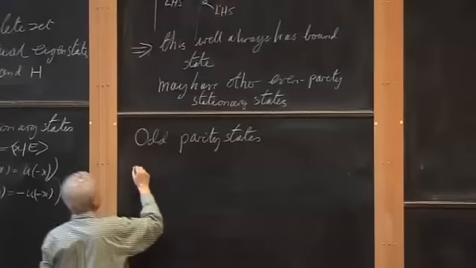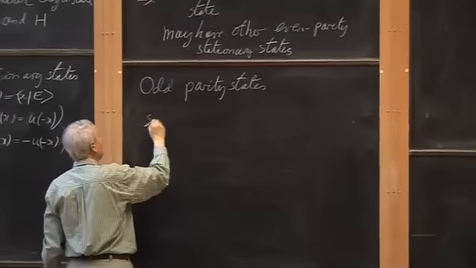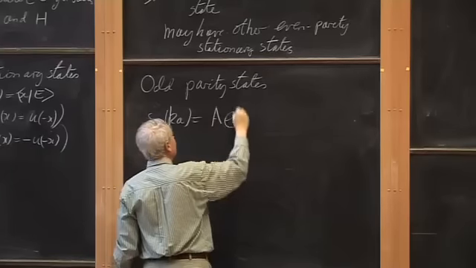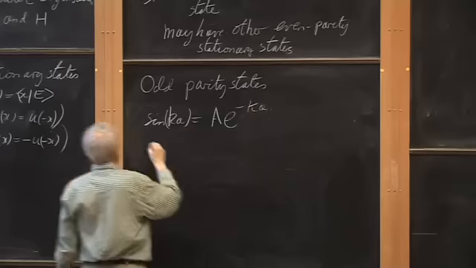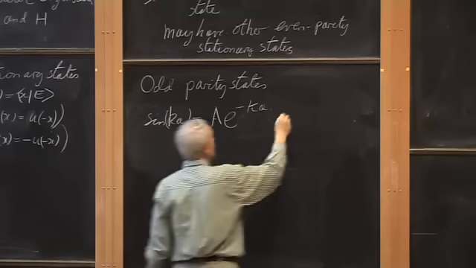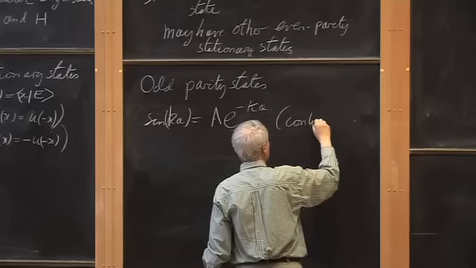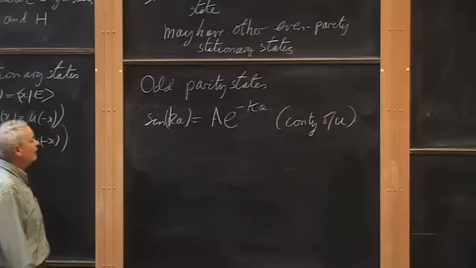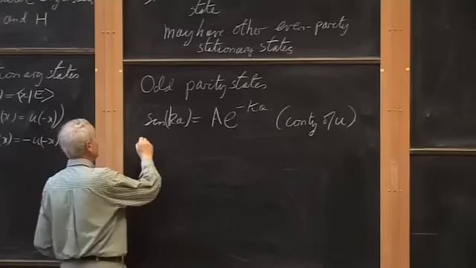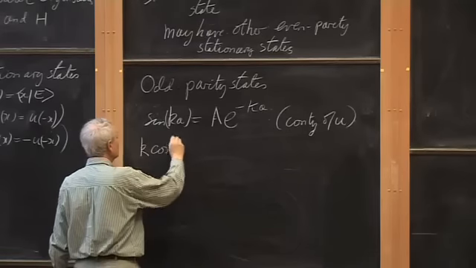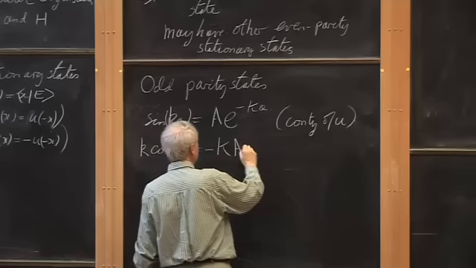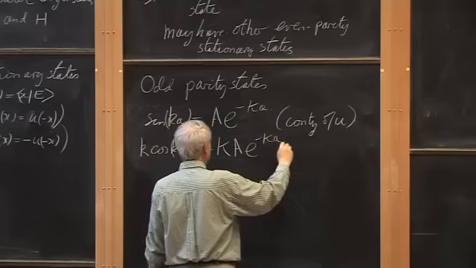So our continuity conditions become sine ka is equal to A e to the minus Ka, and that's the continuity of the wave function itself at x equals a. The derivative of this is going to give me k cos ka is equal to minus big K A e to the minus Ka.